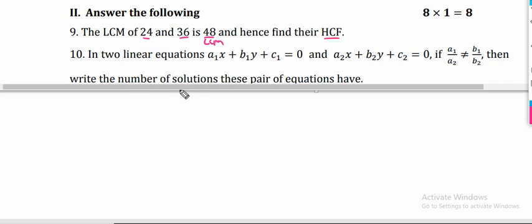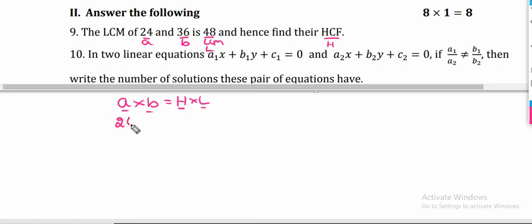There is a formula for LCM and HCF. That is a into b is equal to h into L. H means HCF and L means LCM. A and B are the two numbers. Here this one is A, this one is B, this is L and this is H. So by applying this formula, you have to find out the HCF.